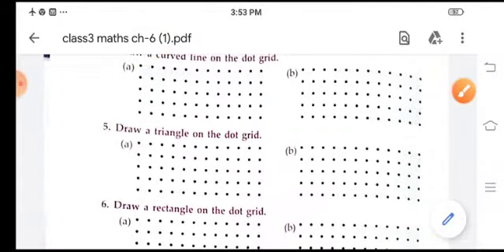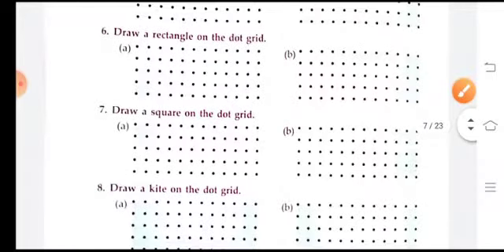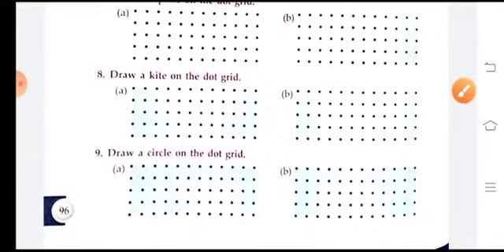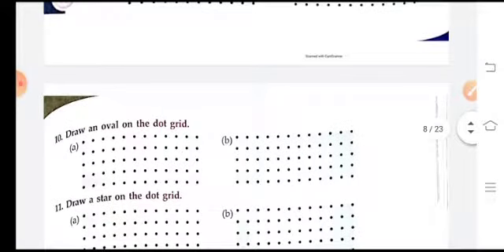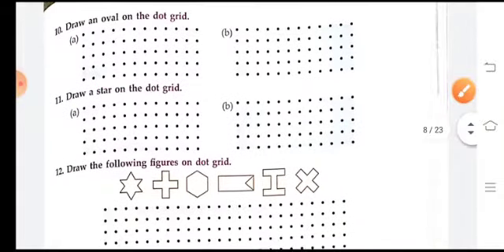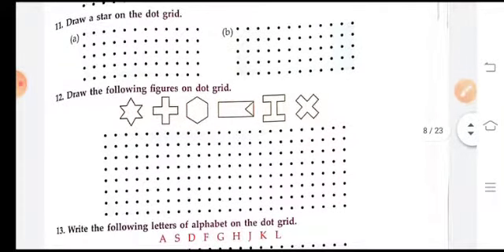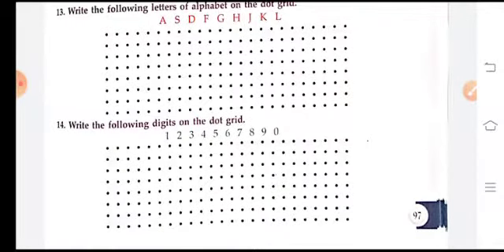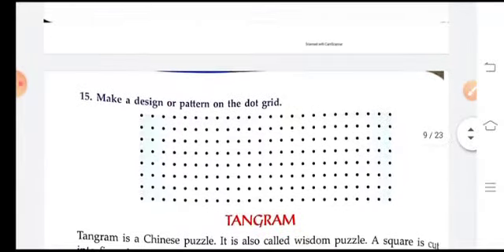Okay, so you have already done, children, square, then kite, then next is circle. So draw all these lines and the shapes on these grids. Okay, oval, star and different figures. Okay, then we are also going to do the letters of alphabets on the dot grid. Now next is the numbers on the dot grid. Okay, then we are going to draw the pattern of the design on the dot grid.